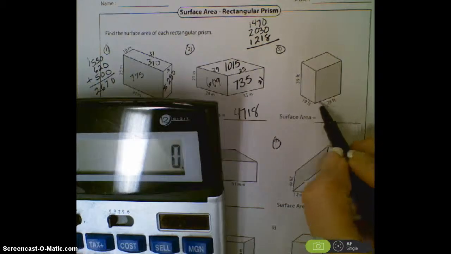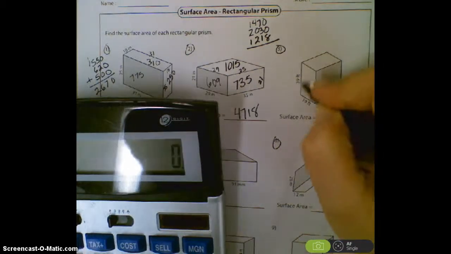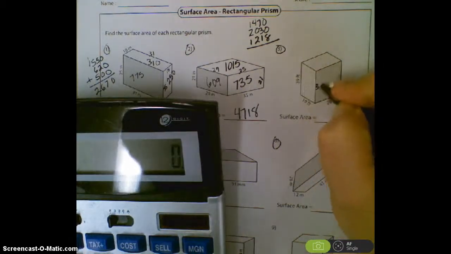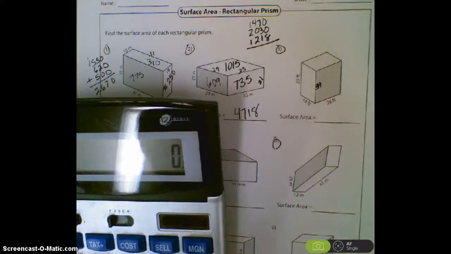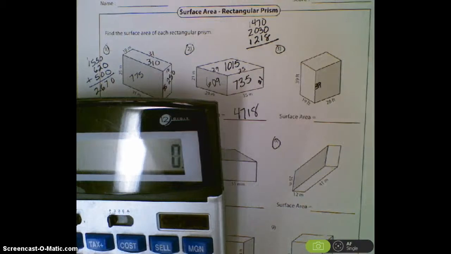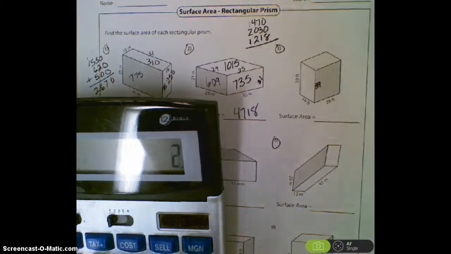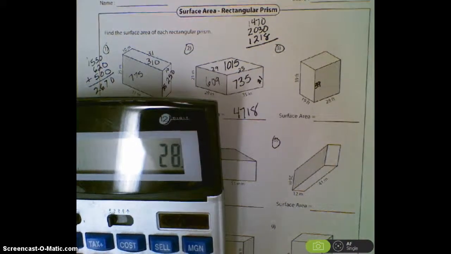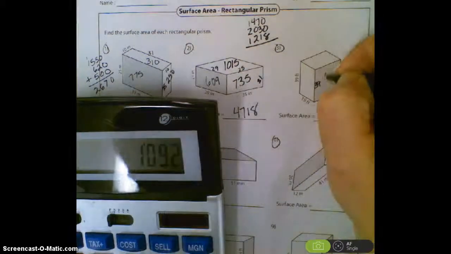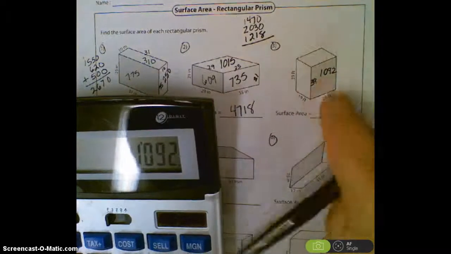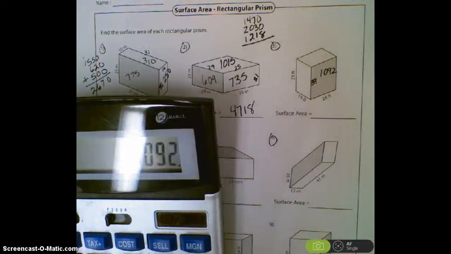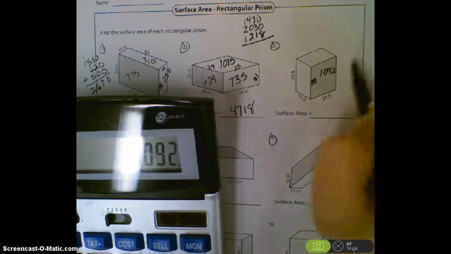If this is 28, then I can see right here this side must be 39. So we'll do 28 times 39. I did it wrong, let's try it again. 28 times 39 equals 1,092. Now remember, you want the back side, so at this point it might be wise to go times 2 and then start recording.